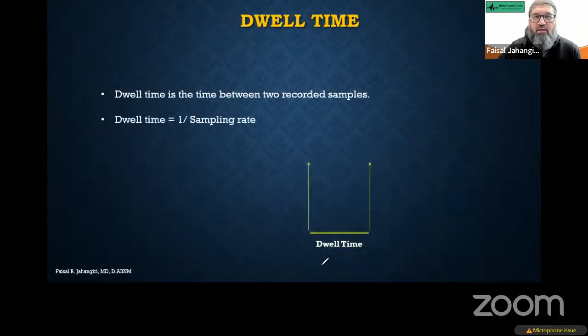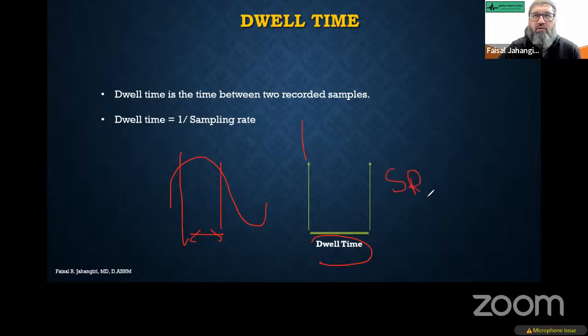And dwell time, as mentioned before, is the time between two samples. So this is the signal and you're sampling. The time between two samples will be the dwell time. And dwell time is equal to 1 over sampling rate, or sampling rate is equal to 1 over dwell time.